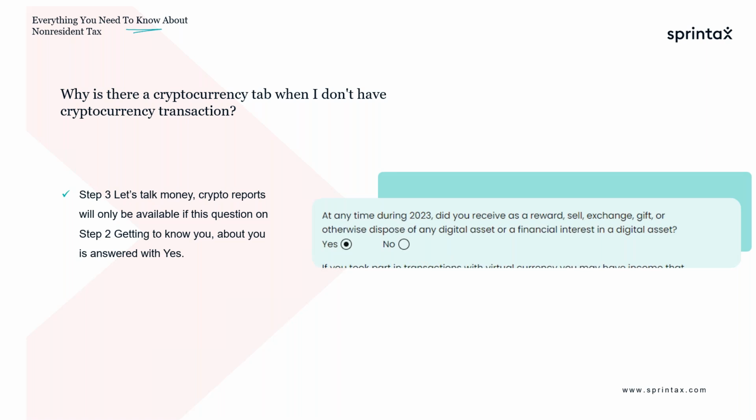So if you say yes to this, when you get to step 3, let's talk money, then we will ask you about crypto. So if this is answered incorrectly, and you didn't have crypto, I'd recommend going back to this step and adjusting the question accordingly.